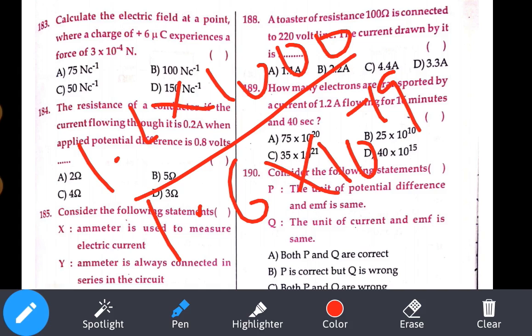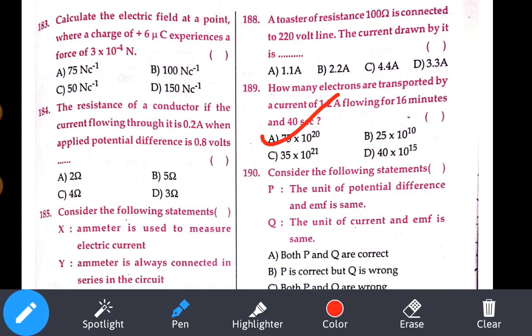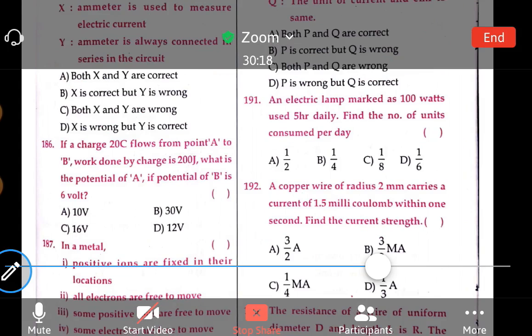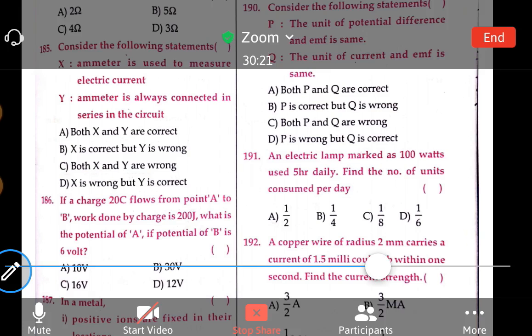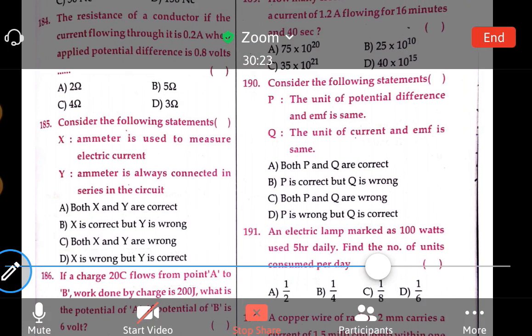So what will you get ultimately, if you solve it? Maybe you will get something like 75. Okay, let's see the 190th question, because time is less, that is the reason I am not solving it. Last 10 minutes is left for me.